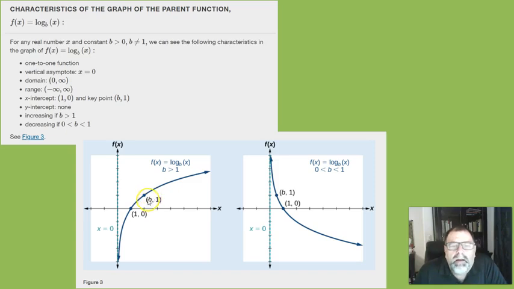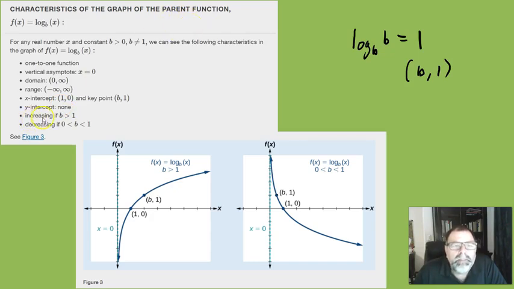And we have this property of logarithms: log base b of b is always 1. So you're always going to plot that point (b, 1), no matter what b is. And let's see, y-intercept, there's none, unless we have a transformation. We're talking about the parent function right now.